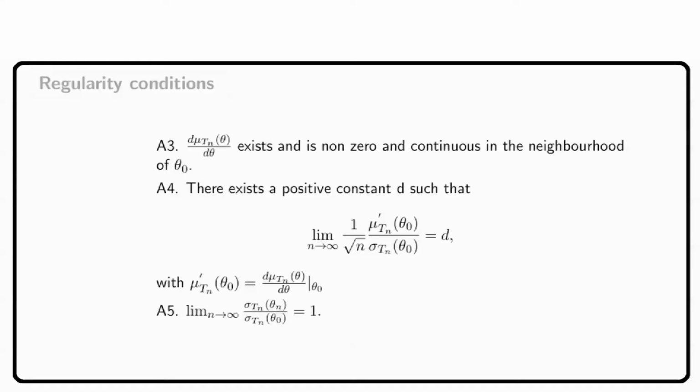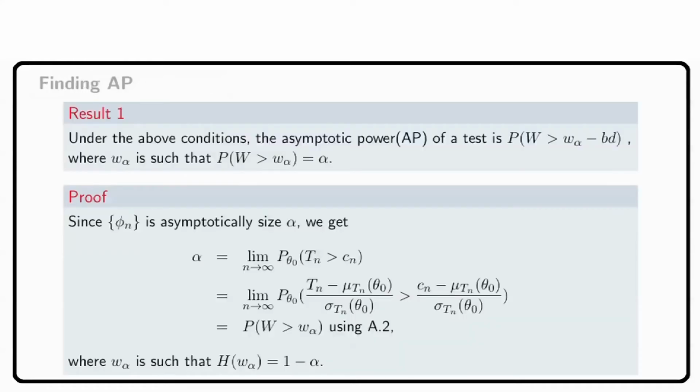Next we get a result. Under the above assumptions, the asymptotic power AP of a test is the probability that W is greater than small w alpha minus Bd, where W alpha is such that the probability measure of W greater than W alpha is equal to alpha.